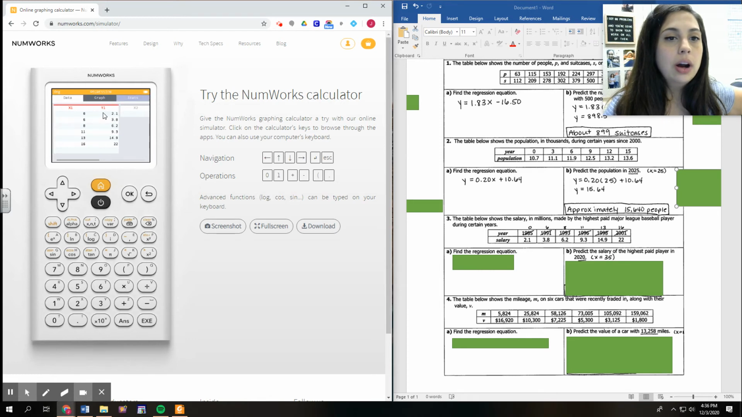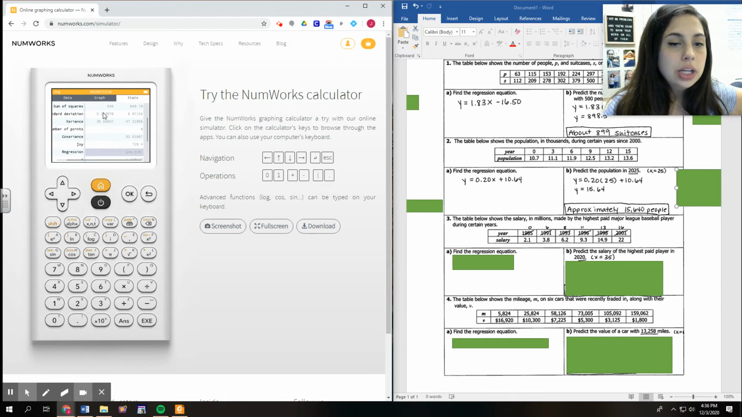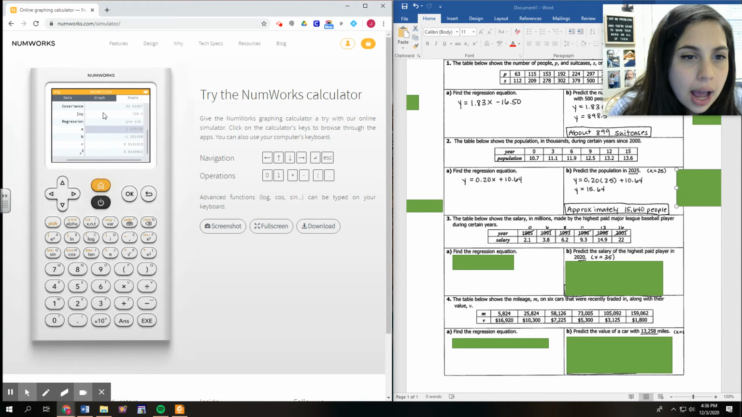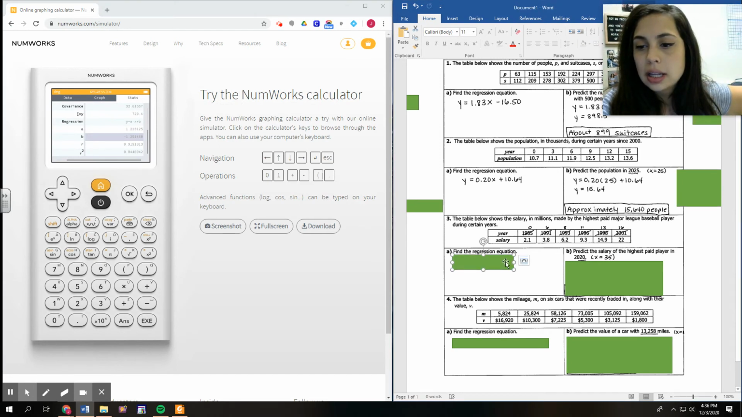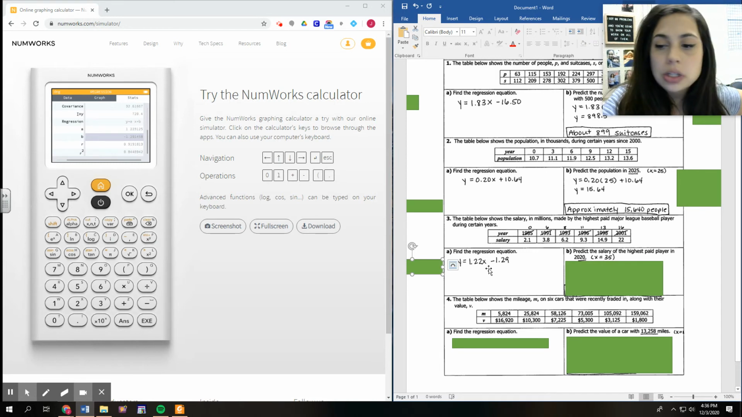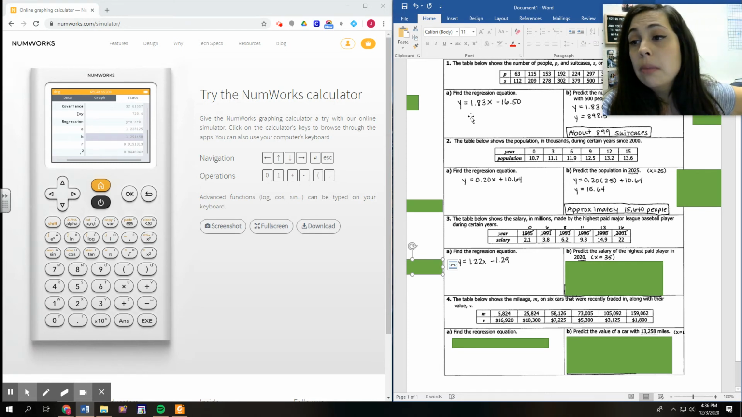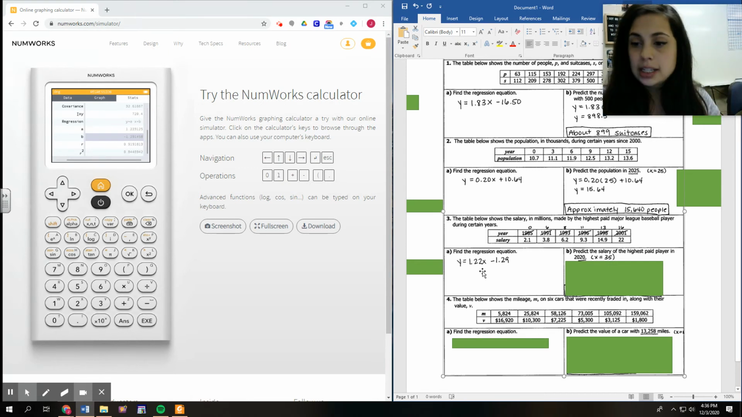Let's find out what our equation is that the calculator did for us. Down to regression, y equals ax plus b. A is 1.22. So it should be y equals 1.22x minus 1.30. So let's see how close we were to this. y equals 1.22x minus 1.29. So we're getting the same thing here. I'm wondering if maybe I mistyped a number in the first equation, and that's why we got kind of a different value there. So we can always double check that.